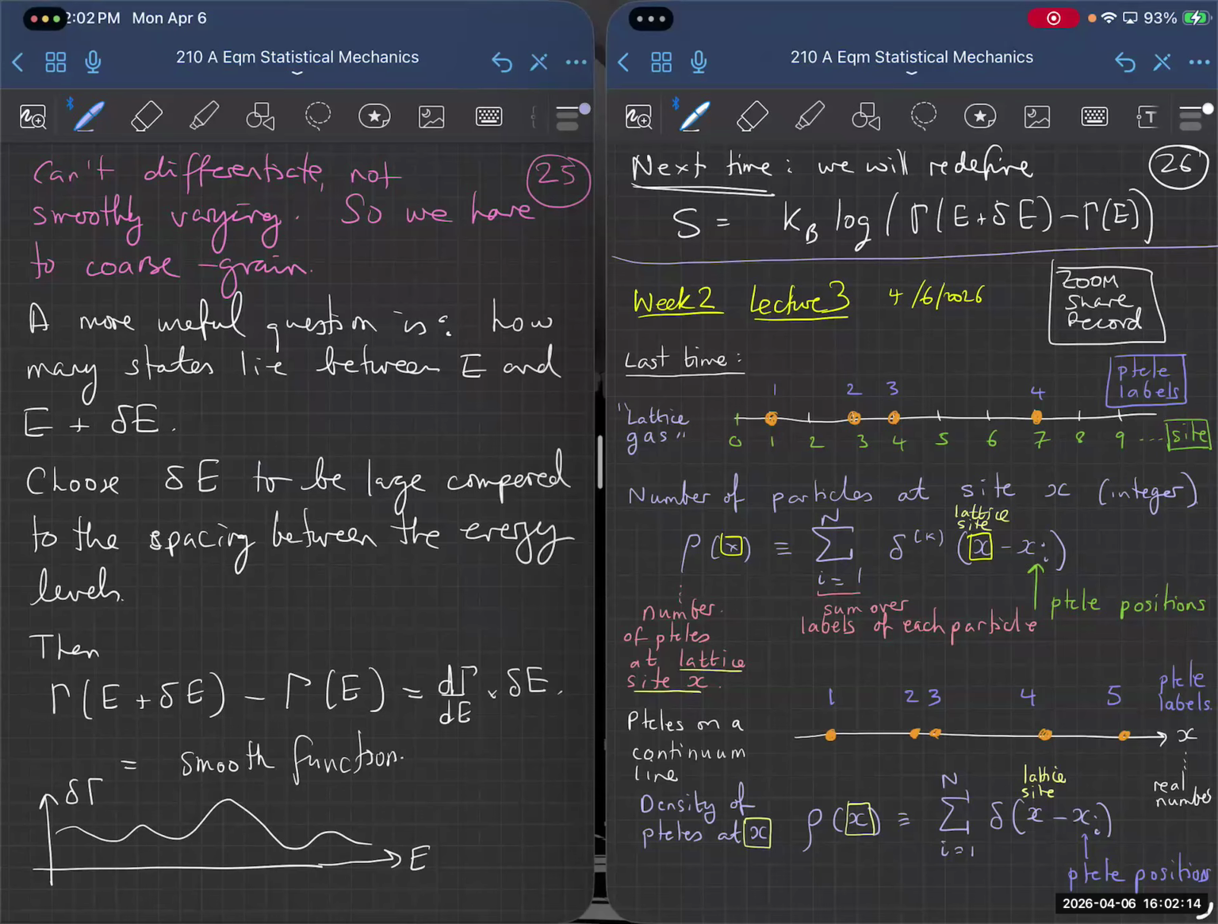Okay, so last time we started looking at the difference between density and number, and we talked about a very simple system which you can think of as being a lattice gas.